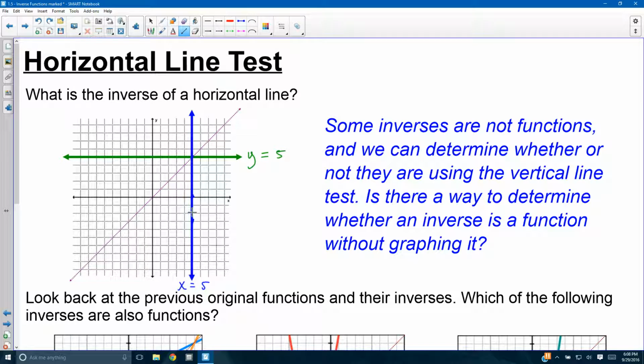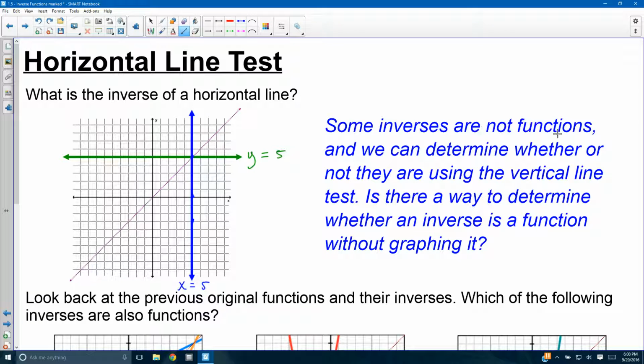A vertical line going up and down here. That's the inverse of this horizontal line. Now, if you consider this to be a function, because it is, it passes its own vertical line test. Notice how its inverse is not a function. This one's literally a vertical line. It actually fails its own vertical line test by being a vertical line.